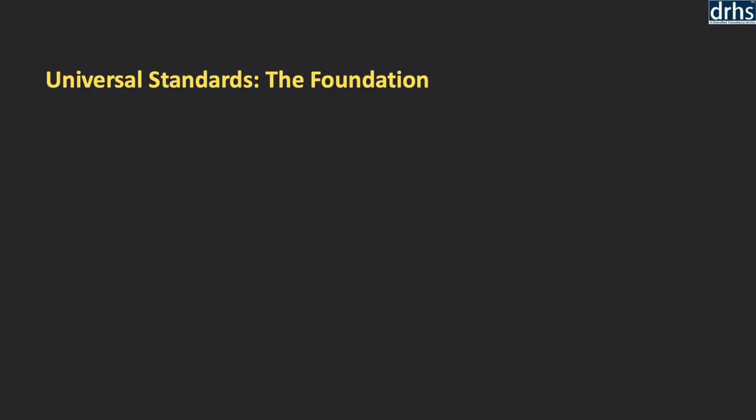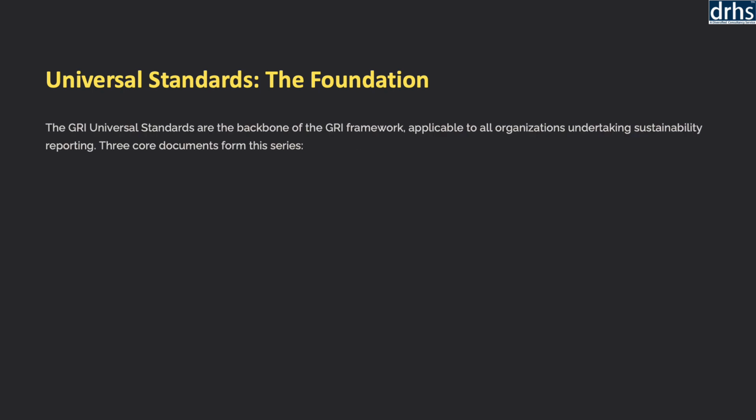Slide 3. Universal Standards, the Foundation. The illustration of GRI Universal Standards as the foundation aptly conveys their pivotal role in anchoring the entire sustainability reporting architecture. These standards function as the conceptual and procedural bedrock, ensuring that all organizations, irrespective of size, sector, or geography, adhere to a consistent and credible framework for disclosure.